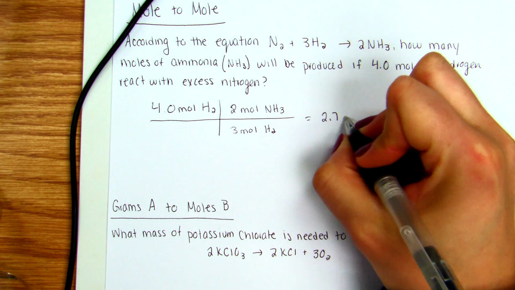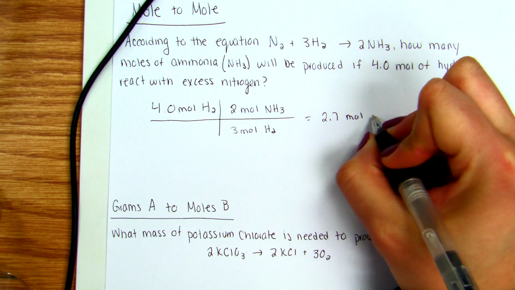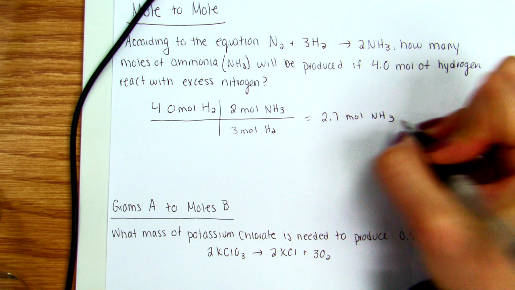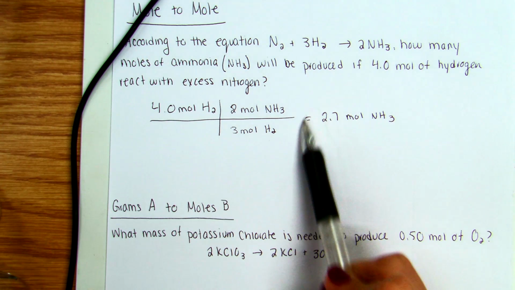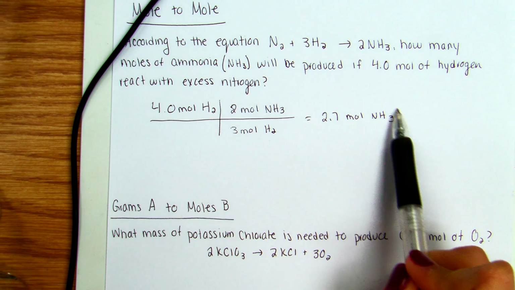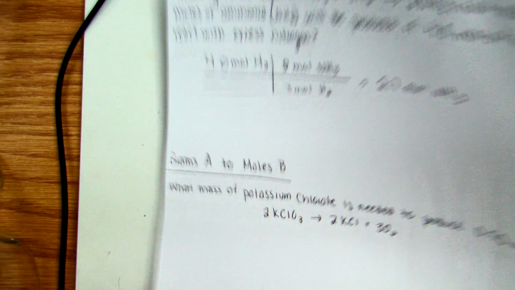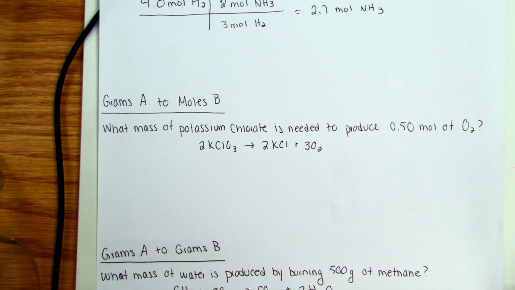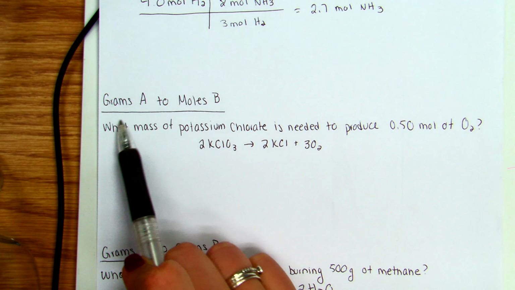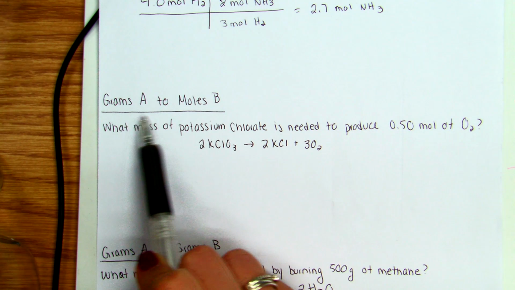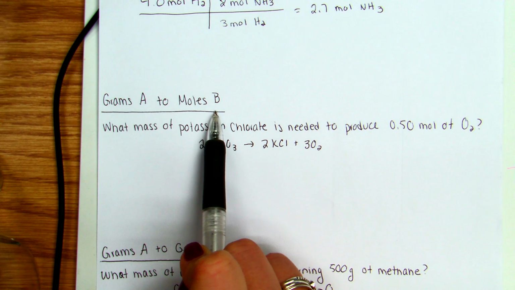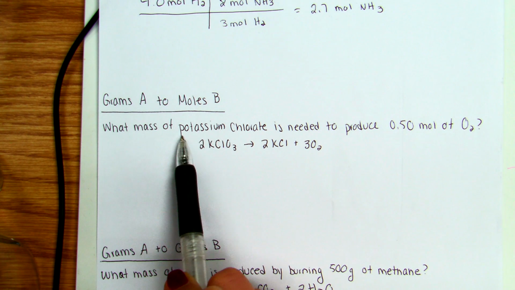And what you should get is 2.7 moles ammonia. Now here I have a number, I have a unit, and I have my substance. Let's try another one. Now this one is going to be more than just one step. This one's going from grams to moles, grams A to moles B.